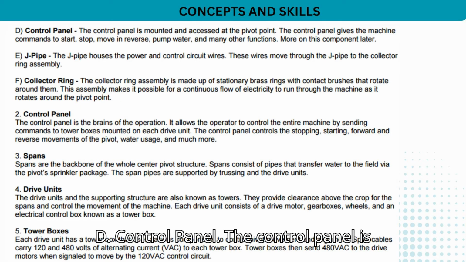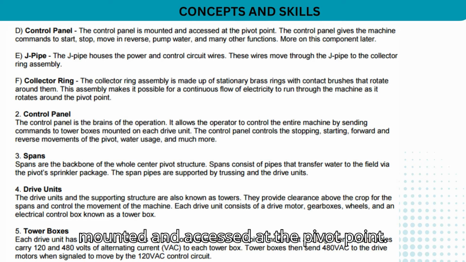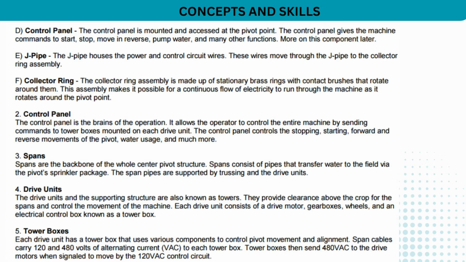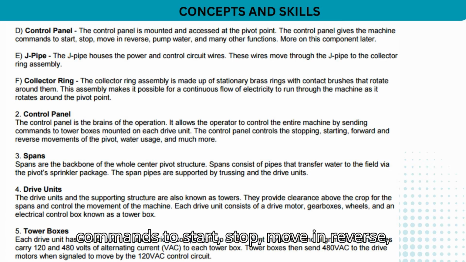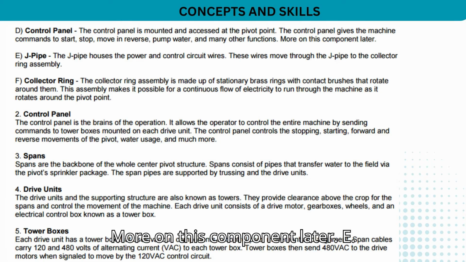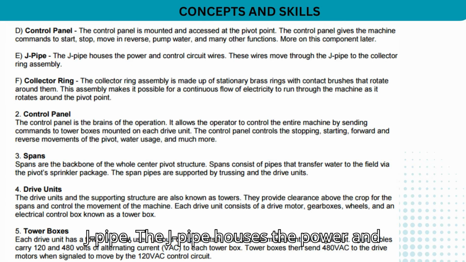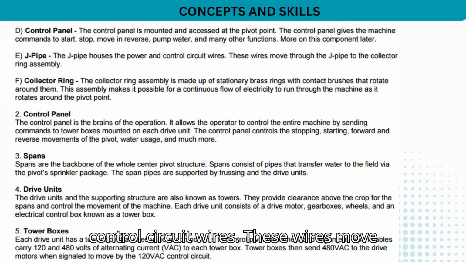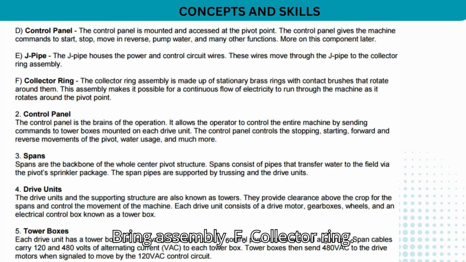D. Control panel. The control panel is mounted and accessed at the pivot point. The control panel gives the machine commands to start, stop, move in reverse, pump water, and many other functions. More on this component later. E. J-pipe. The J-pipe houses the power and control circuit wires. These wires move through the J-pipe to the collector ring assembly.